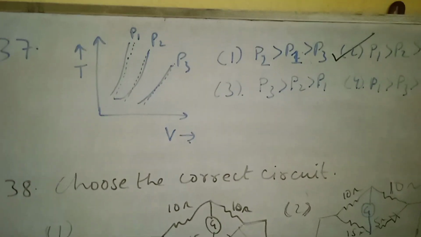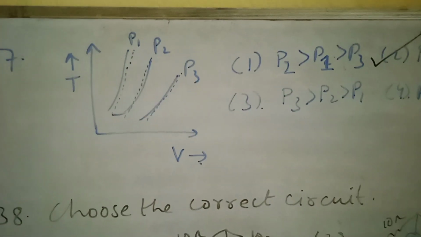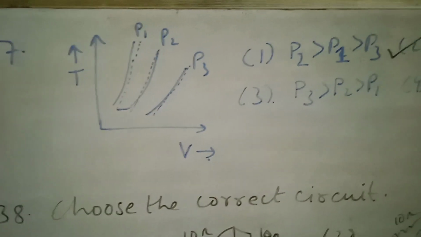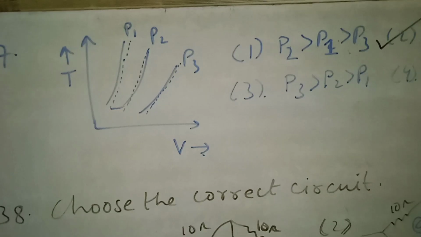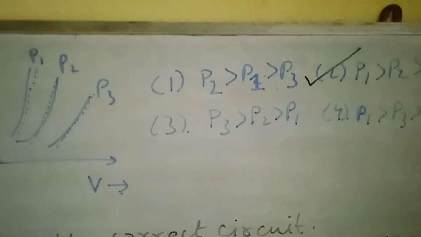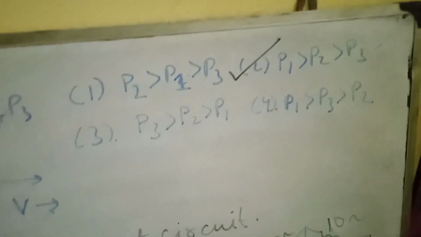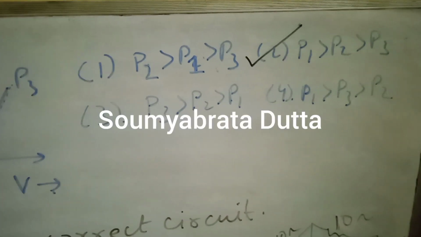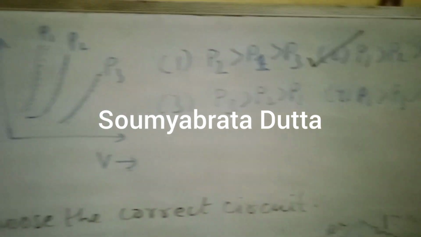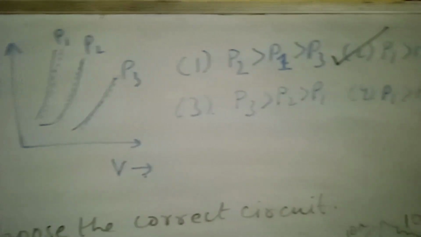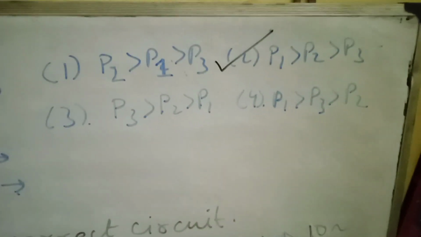Question number 37. A TV graph is given. It abides by Charles' law at constant pressures P1, P2 and P3. You can see the slope of P1 is much higher than that of P2 and P3. Options are given: number 1, P2 greater than P1 greater than P3; number 2, P1 greater than P2 greater than P3; number 3, P3 greater than P2 greater than P1; and number 4, P1 greater than P3 greater than P2. Here, since P1 has the largest slope, then P2 and P3 consecutively, so P1 is greater than P2 greater than P3. So option number 2 is correct.